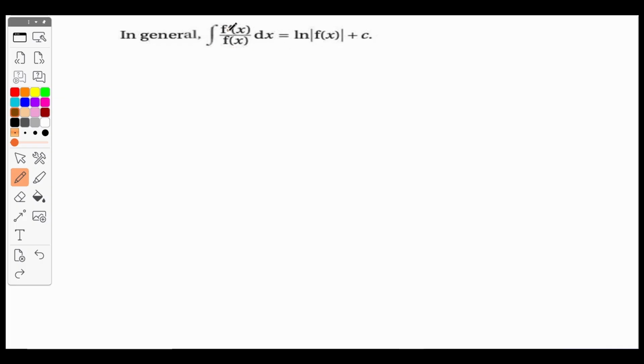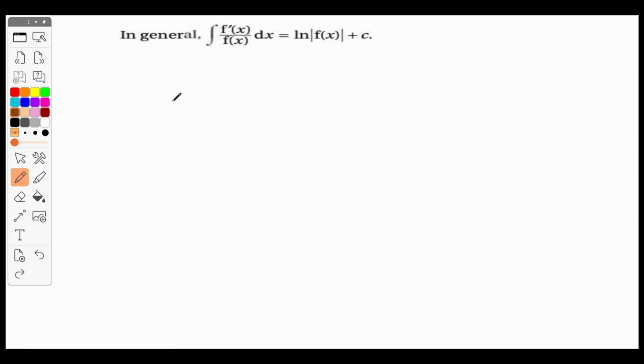The integral of f prime of x over f of x dx equals ln of the modulus of f of x plus c. As you see here, the top is the derivative of the bottom. The numerator of the expression is the derivative of the denominator.